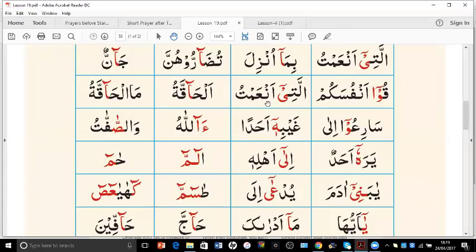Allati an. Okay, the T's got to be a little bit longer, sweetheart, yeah? For about 3 seconds, yeah? Allati an. Amtu. Well done. Allati an'amtu.